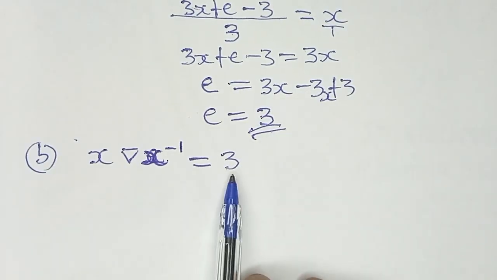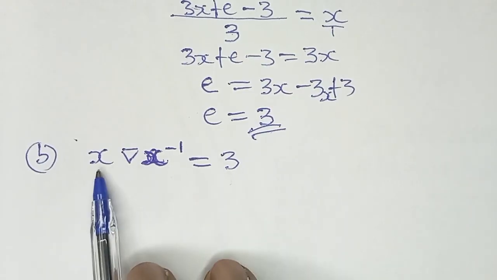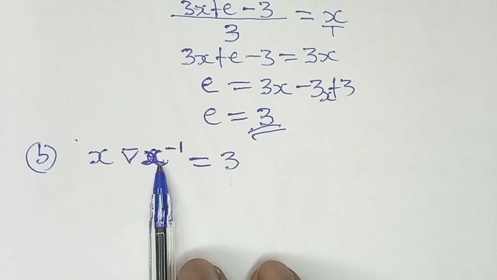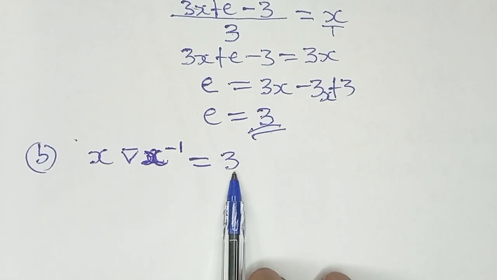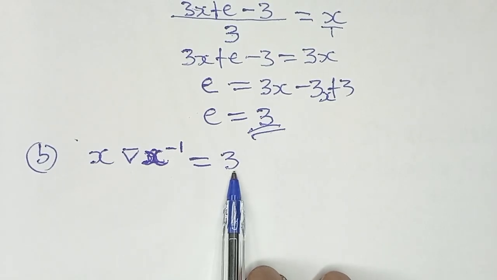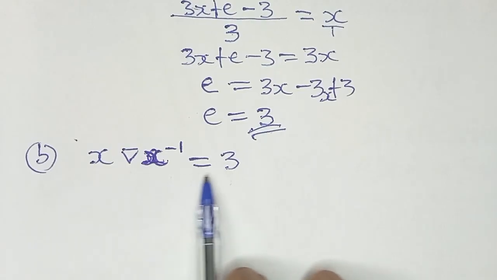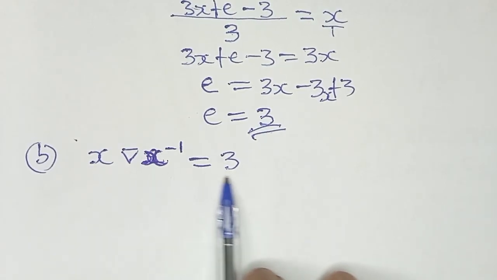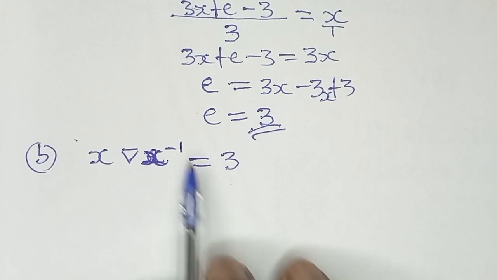So that is why it is very important that you obtain the identity element first before you can find the inverse. So the operation x on its inverse element is equal to the identity element that we just obtained, which is 3. So this is how to find the inverse element, x raised to power -1.